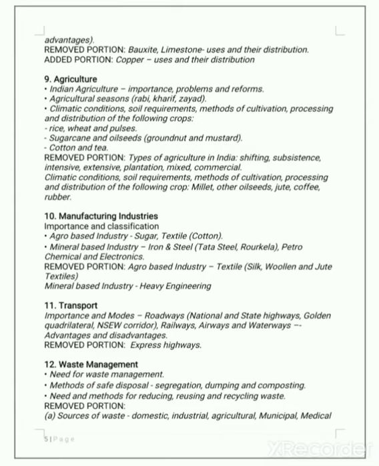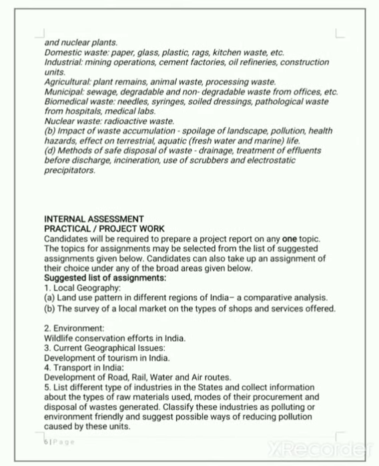Okay. From this chapter, a lot of things have been removed. So let us see the portions which have been removed from this chapter. First is the sources of waste. Second point is impact of waste accumulation, and the third point is methods of safe disposal, and under that drainage, treatment of effluents before discharge, incineration, use of scrubbers and electrostatic precipitators. These things have been removed.